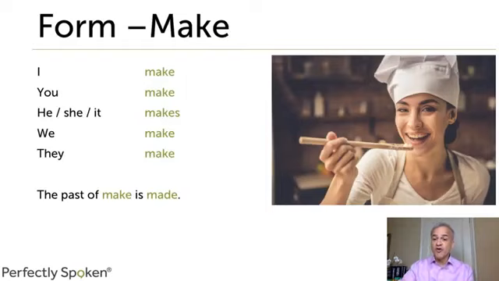So remember the form of the verb make, like a normal verb in the present tense: I make, you make, he, she, it makes, we make, you make. And in the past, make in the present, past, made.